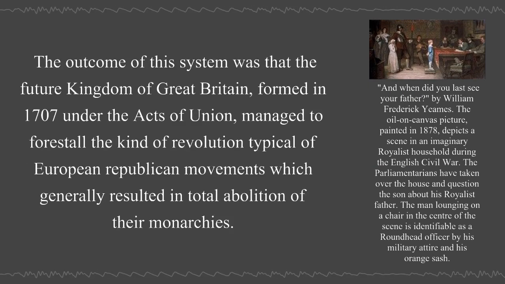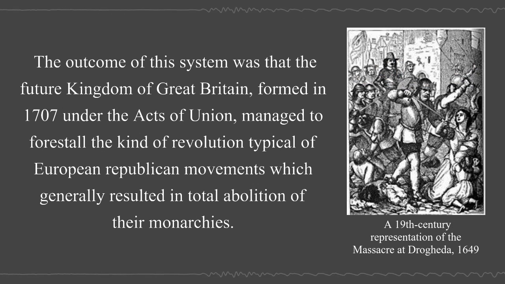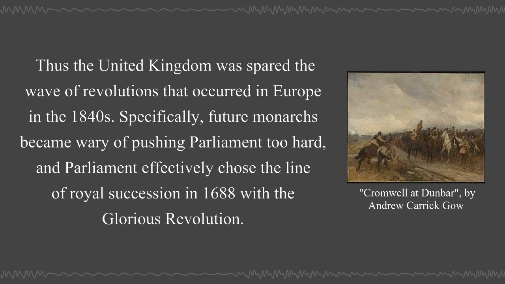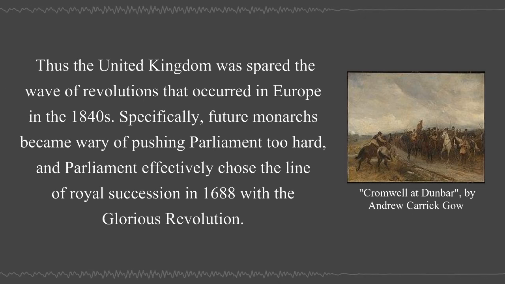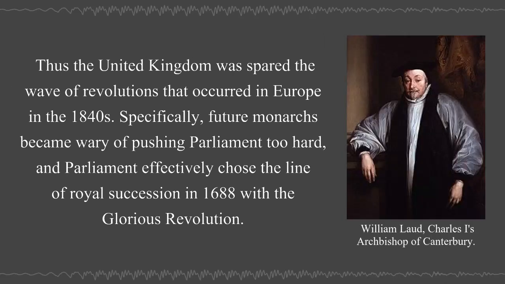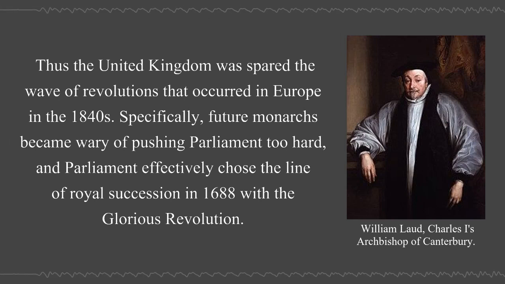The outcome of this system was that the future Kingdom of Great Britain, formed in 1707 under the Acts of Union, managed to forestall the kind of revolution typical of European republican movements, which generally resulted in total abolition of their monarchies. Thus, the United Kingdom was spared the wave of revolutions that occurred in Europe in the 1840s. Specifically, future monarchs became wary of pushing Parliament too hard, and Parliament effectively chose the line of royal succession in 1688 with the Glorious Revolution.